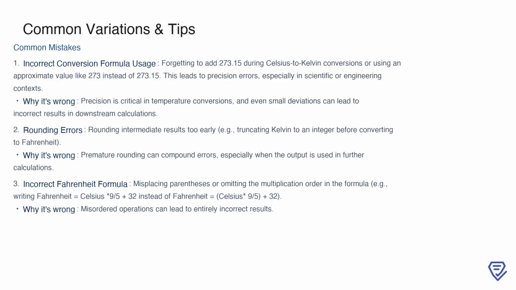Another issue is rounding values too early. For instance, truncating a Kelvin value to an integer before converting it to Fahrenheit can introduce compounded errors later in the process. Additionally, the Fahrenheit conversion formula is prone to missteps, such as misplacing parentheses or not respecting the correct order of operations. For example, writing Fahrenheit equals Celsius * 9/5 plus 32 instead of Fahrenheit equals Celsius * 9/5 plus 32 would yield incorrect results. These small mistakes can significantly impact the accuracy of your solution, so it's essential to stay vigilant when implementing these formulas.